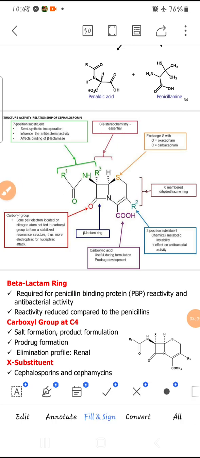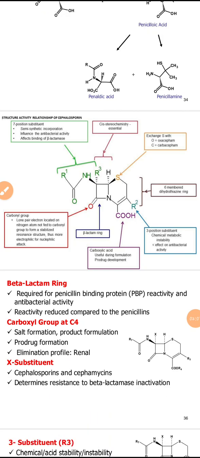Sulfur is not essential for activity. At the 1 position there is a sulfur, and that sulfur is not important for activity. Sulfur can be substituted with other elements like oxygen or carbon, and the activity is retained, similar.